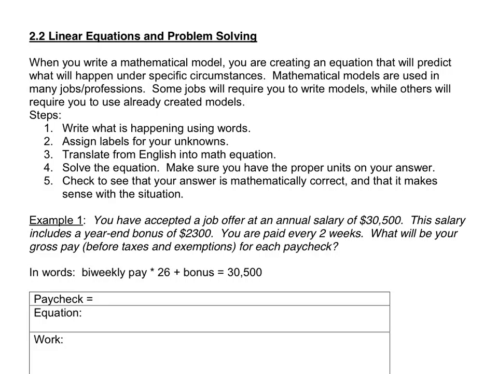Alright guys, today, linear equations and problem solving. So go ahead and hit pause, read through the steps here, because I'm just going to move on to the first example.